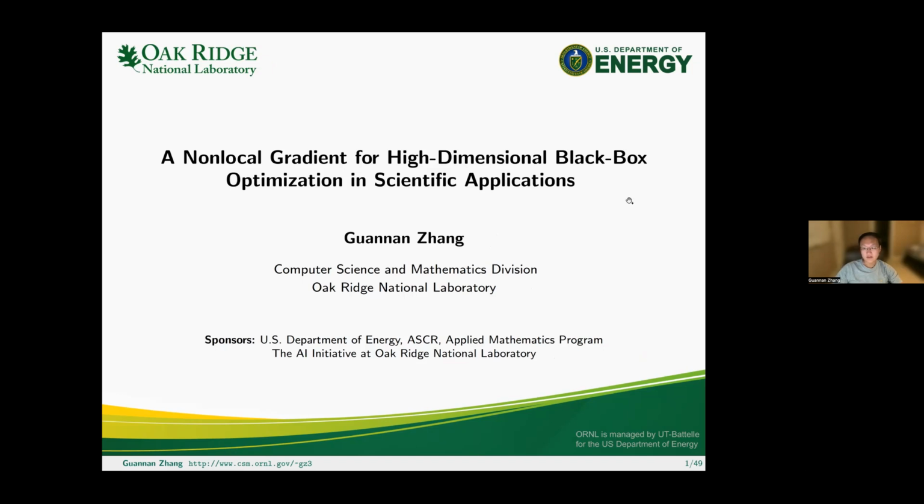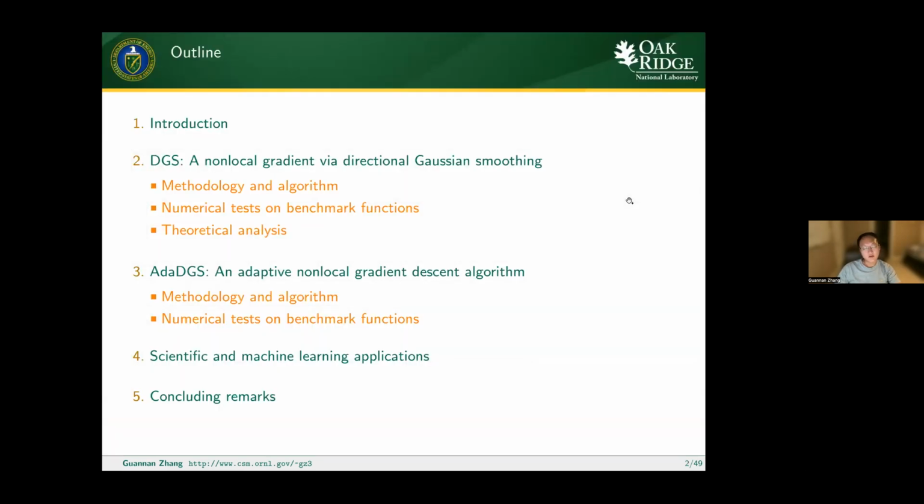So here is the outline. First, I will introduce the background of black box optimization, and then I will introduce our main method called the non-local gradient using directional Gaussian smoothing. We have proposed a method and algorithm, and I also want to show some numerical tests on benchmark functions. We also have some theoretical analysis on the convergence of the non-local gradient descent for strongly convex functions and also for a class of non-convex functions.